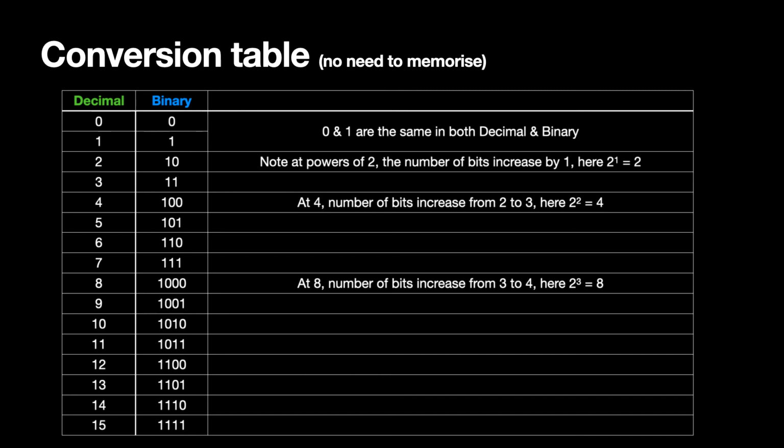Similarly, observe the number 4 in decimal, which is equal to 100 in binary. Notice that to represent 3, we needed 2 bits, whereas to represent 4, we needed 3 bits. The number of bits increase by 1 at every increasing power of 2. So 2 to the power 2 is 4. Again, when we go to 8, the number of bits increase from 3 to 4. Here, 2 to the power 3 is 8.